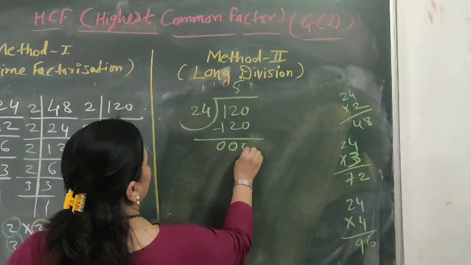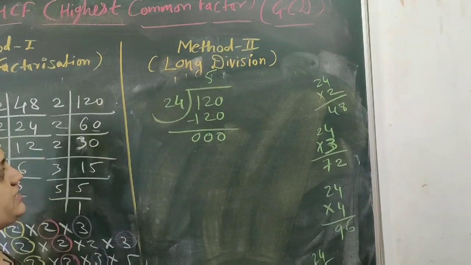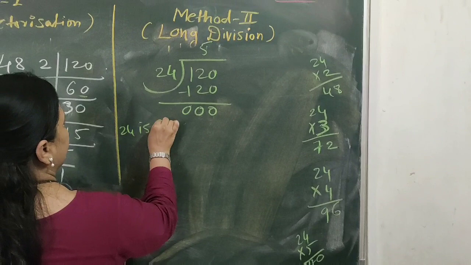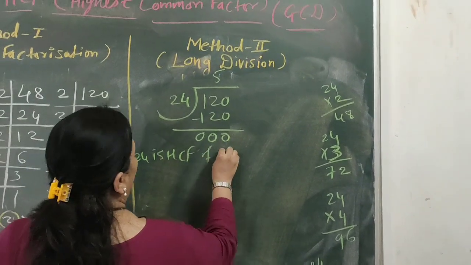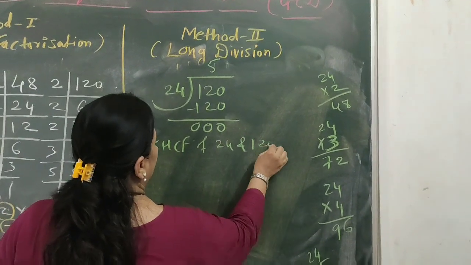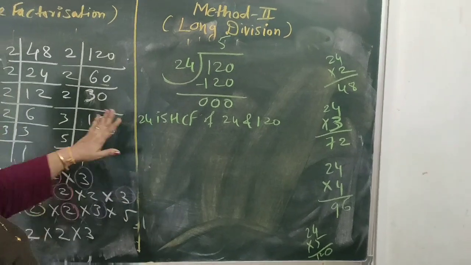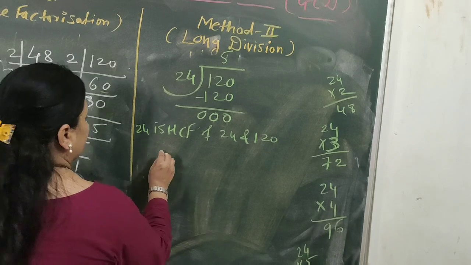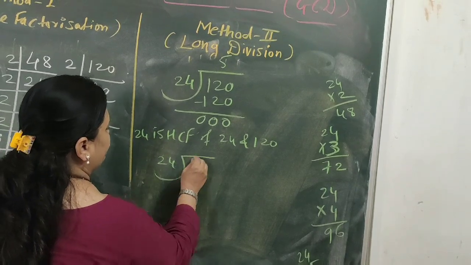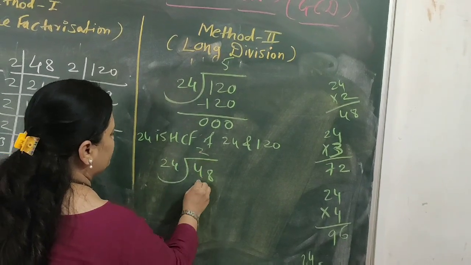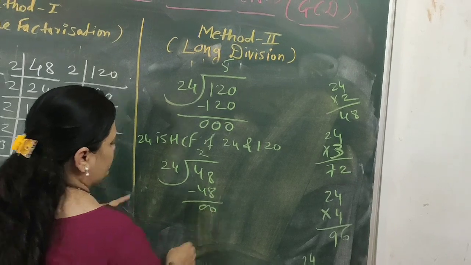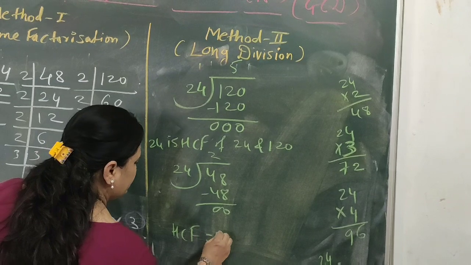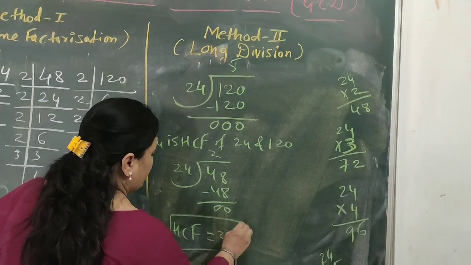Okay, so 24 5s are 120. So here remainder 0. So what is the divisor here? Last divisor 24. So 24 is the SCF of 24 and 120. So the remaining number is what? 48. Okay children. So 48 divided by 24. 24 2s are 48, remainder 0. So our last divisor is 24. So our SCF is 24.